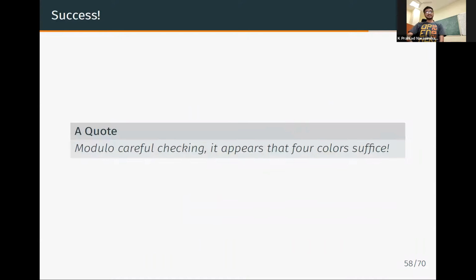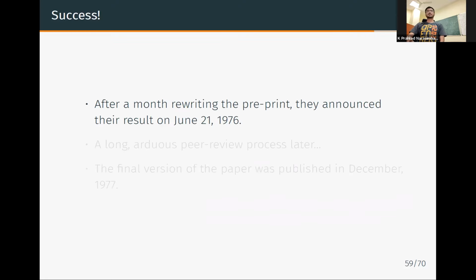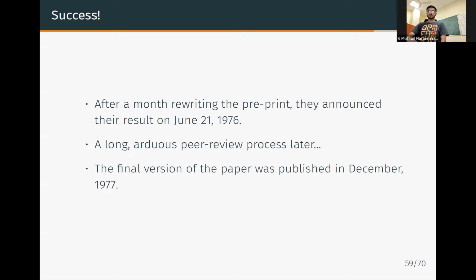And in 1976, they wrote this on the Illinois chalkboard: modulo careful checking, it seems that we've proven the four-color theorem. They were in a short clock because there were a lot of people who were close as well, and Kenneth had to go somewhere on leave. So they only had a month to rewrite their preprint, and they did it, and they announced the result in 1976. After a year-long peer review process, it was published in 77.